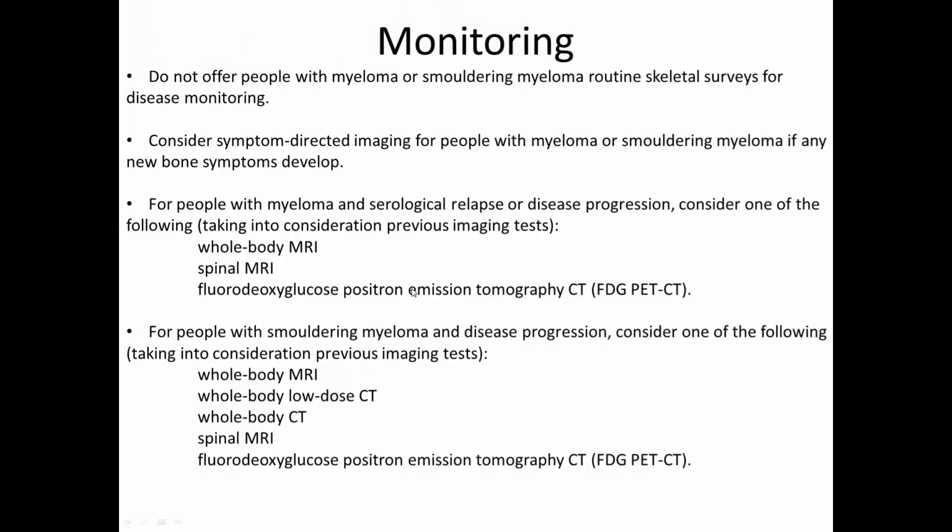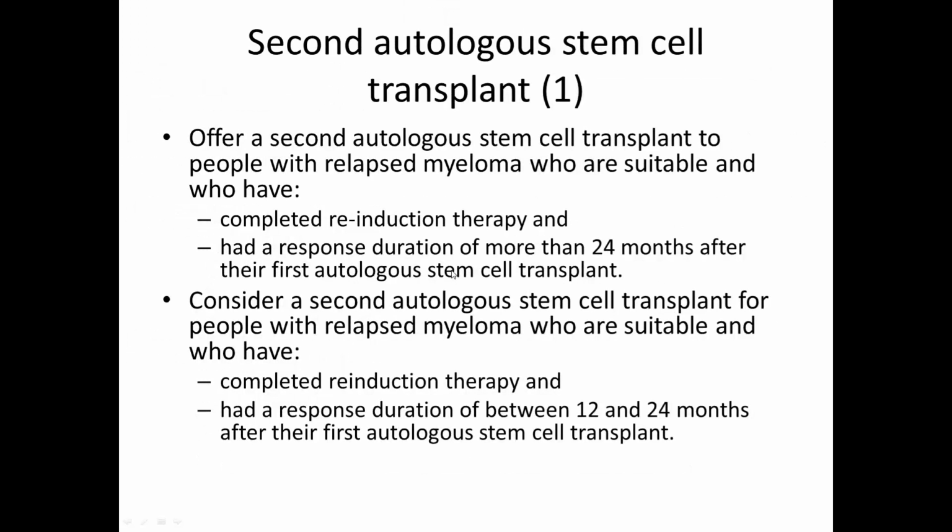So patients most likely to be suitable for a second transplant would be patients who had a good response to the first transplant, a lower International Staging System stage, and had good overall fitness, had not had many prior treatments, and generally had good cytogenetics and FISH.